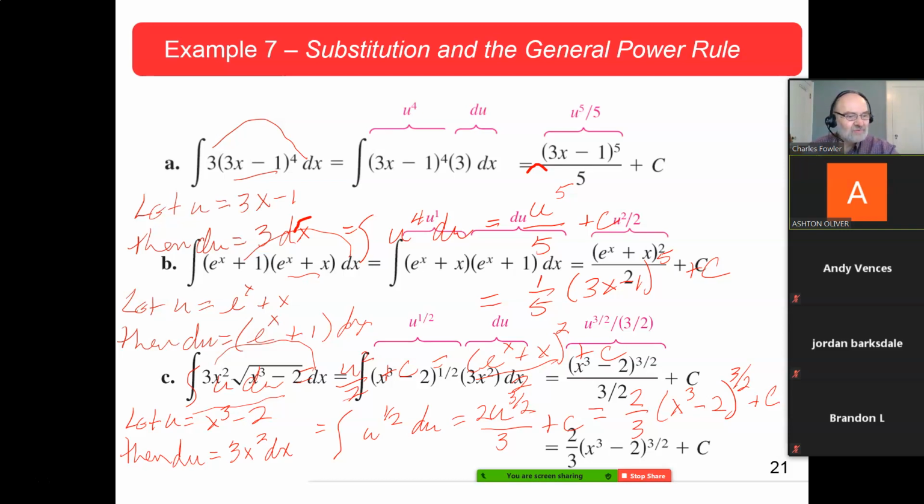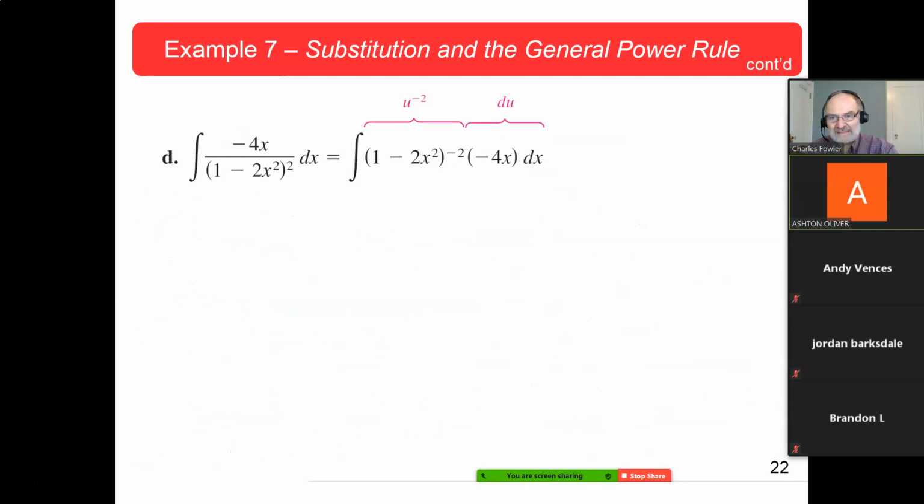All right, any questions on those three? That's example 7. There are 2 more coming. So let's go, unless there's any question on these 3. All right, let's go to D.